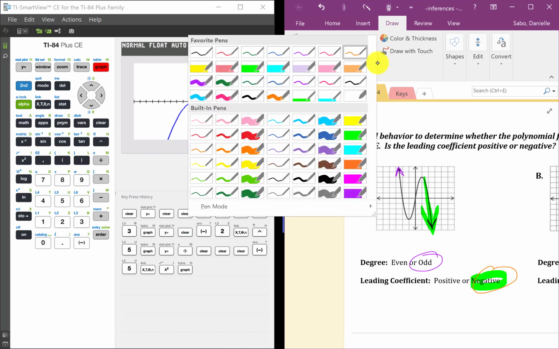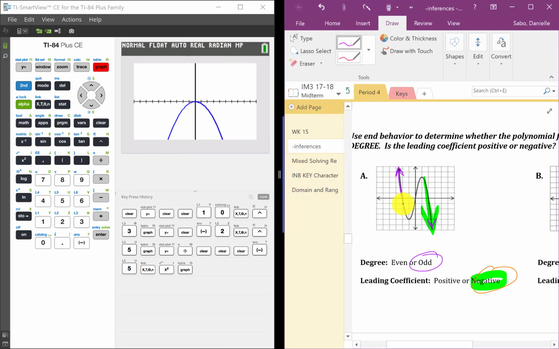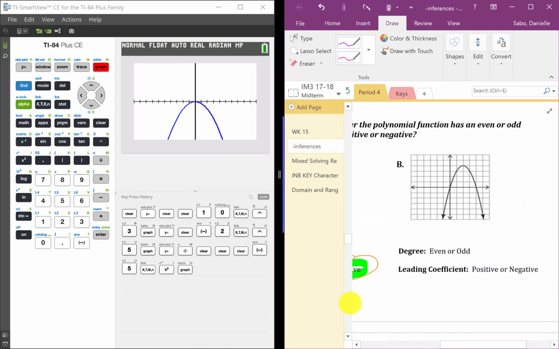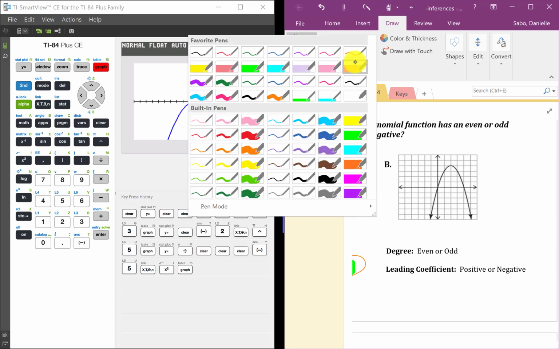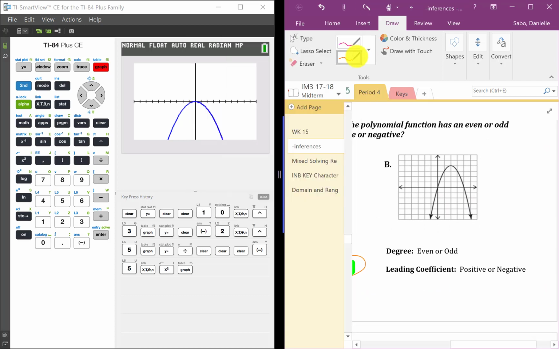Or there's another way to look at it. When you are decreasing first in an odd function, it's going to be negative. Now let's look at this next one. This one's easy, and it kind of looks like the one on my graphing calculator. They're both going down, and they're going to negative infinity. But they're the same direction, and if it's the same direction, you're going to have an even function. So I have even, and I have negative.